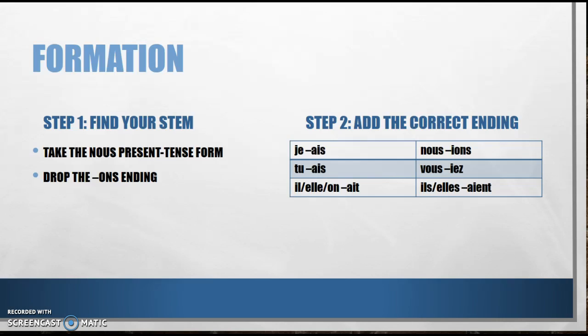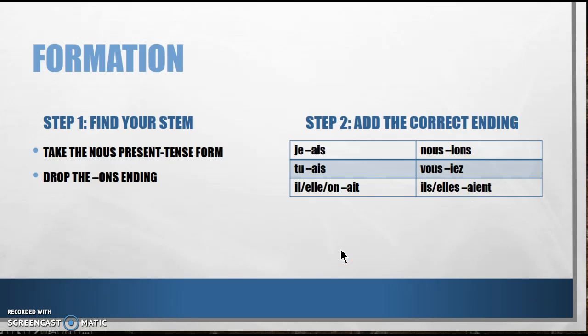First, you need to know how to form a verb in the imparfait. So you need a stem. You're going to take the nous form from your present tense verb, drop the ONS ending, and then once you know what your subject is, you're going to add the appropriate imparfait ending onto the end of that verb. So the endings are AIS, AIS, AIT, IONS, IEZ, and AIENT.